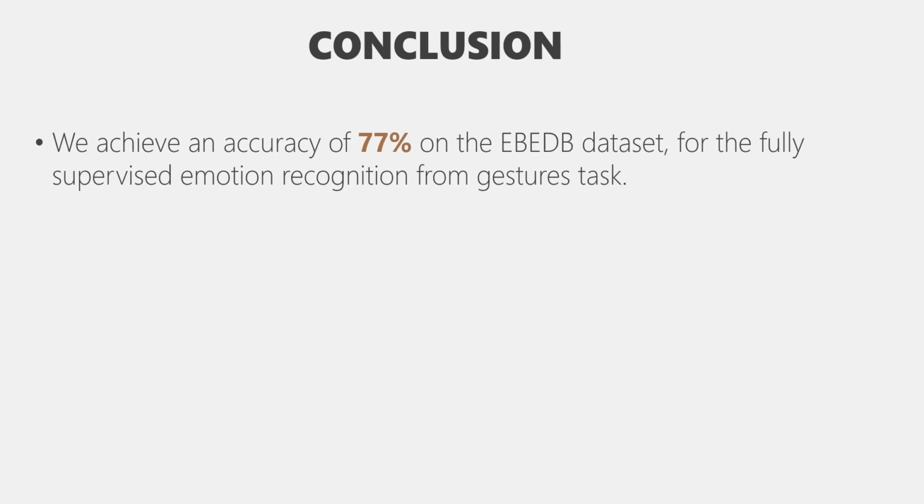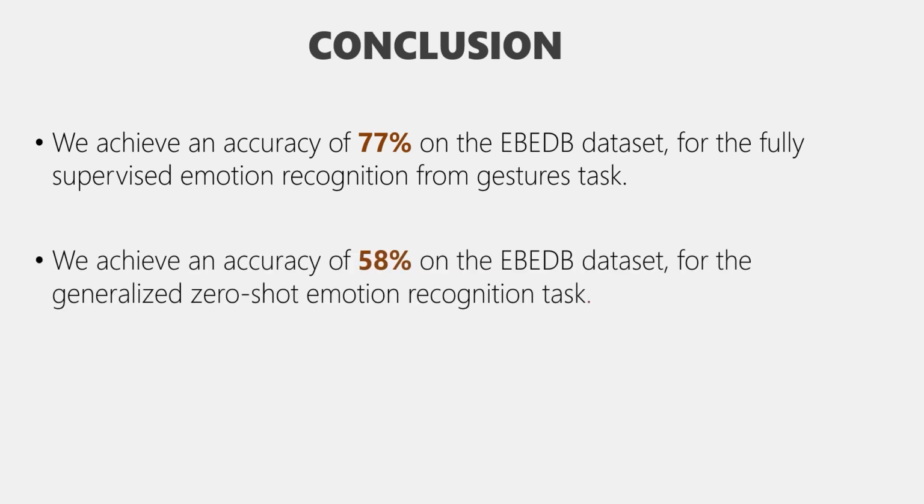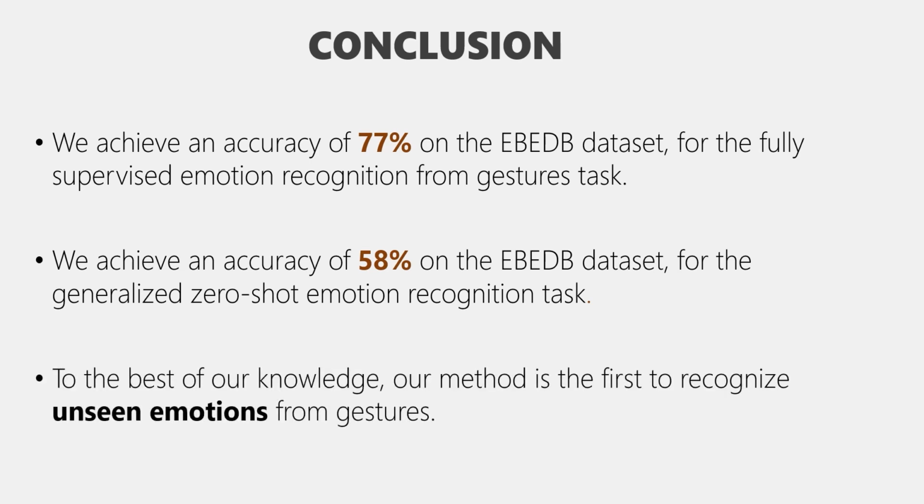We obtain, in the fully supervised case, an accuracy of 77% for the recognition of seen emotions from gestures. In the zero-shot setting, we obtain an accuracy of nearly 58% trying to identify emotions, some of which have not been seen during training, which is an increase of 25 to 27% over the state-of-the-art pre-existing method on the EBEDB database. Our method is the first to classify unseen emotions from gestures in a zero-shot learning fashion.